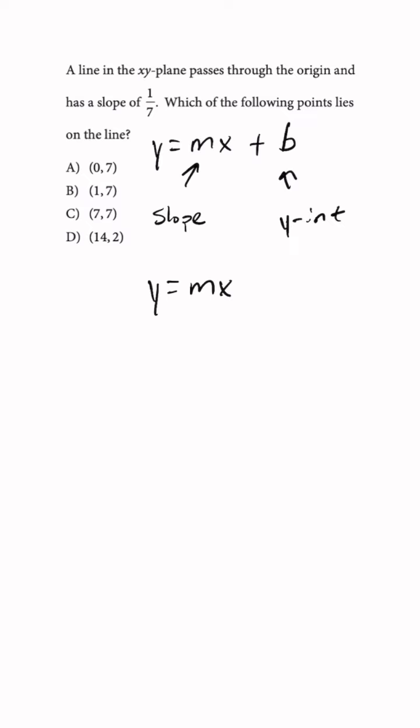Now we can plug in 1 over 7 for the slope, and we'll have an equation of y equals 1 over 7x. So now we can just look at our answer choices and see which one of these xy pairs we can plug into our equation to make it true. Now we know that our line passes through the origin, which is 0, 0. So I know for sure that it doesn't pass through 0, 7. So I'm going to mark out letter A.